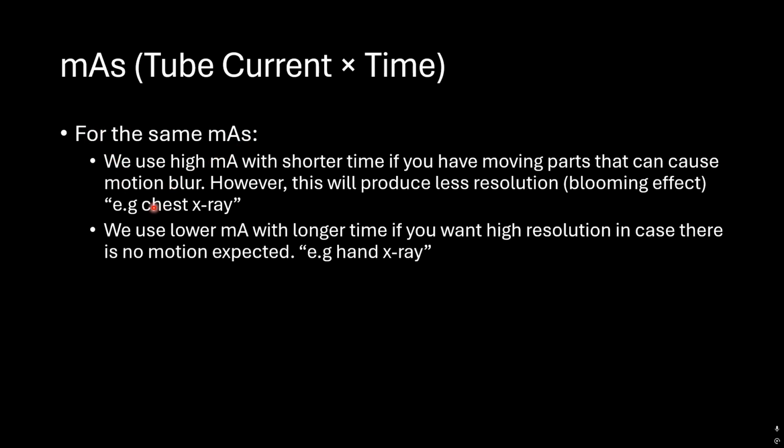So for the same mAs as well, we use lower mA with longer time if we want a high resolution in case there is no motion expected, for example, a hand X-ray. If we have a hand X-ray, we can use lower mA with longer exposure because we don't have any motion expected that may ruin our image. In that case, we will have a high resolution.